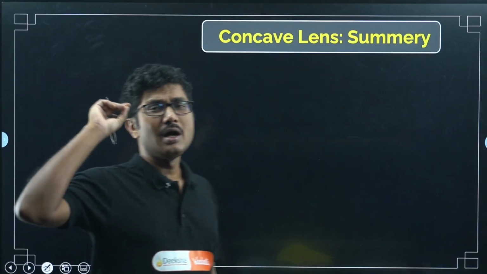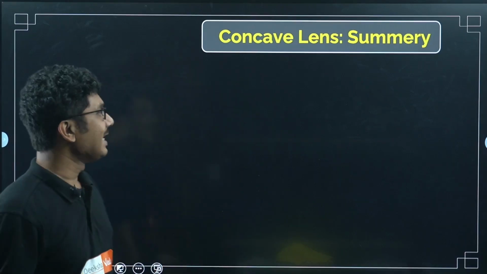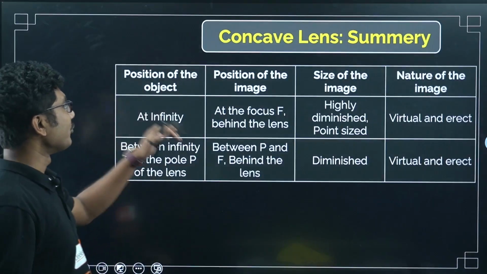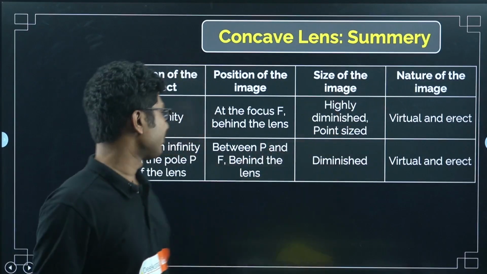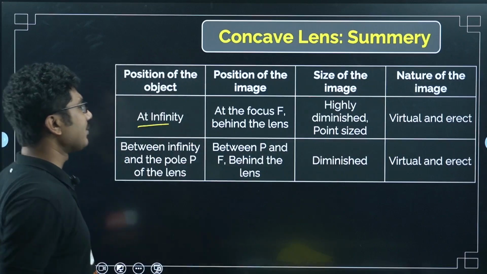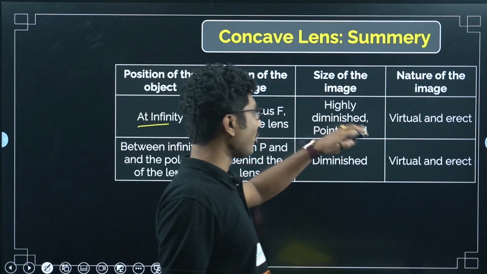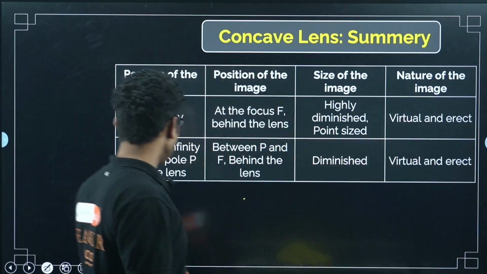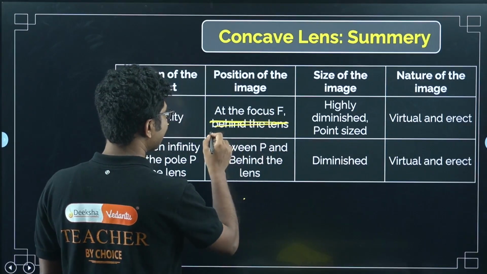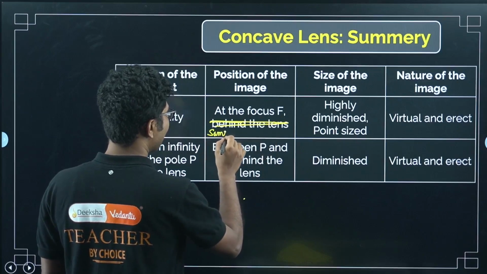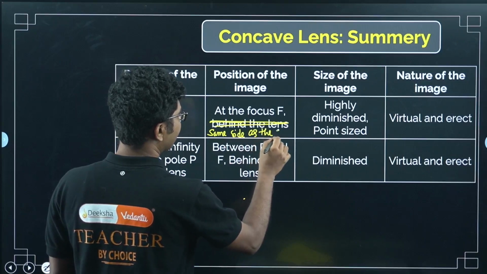Let us look into the image formed by lenses. We have done that for mirrors, so basically it's a basic exercise: position of the object, position of the image, size of the image, nature of the image. So if the object is at infinity, the image is at the focus F, behind the lens, highly diminished, point size, virtual and erect. Okay, between infinity, behind the lens is an incorrect statement, same side as the object.